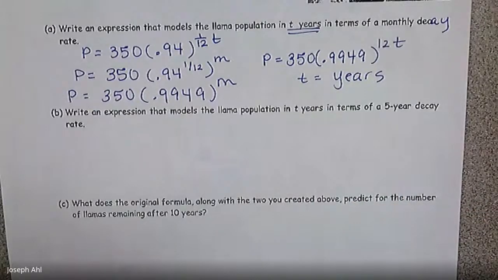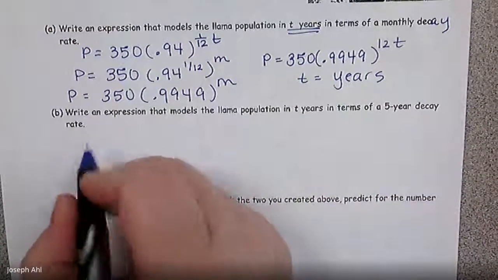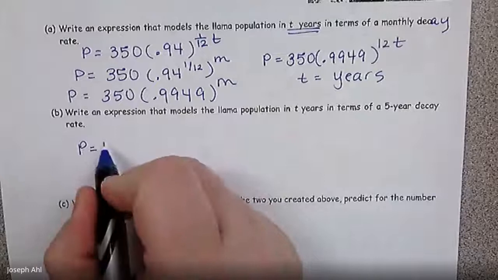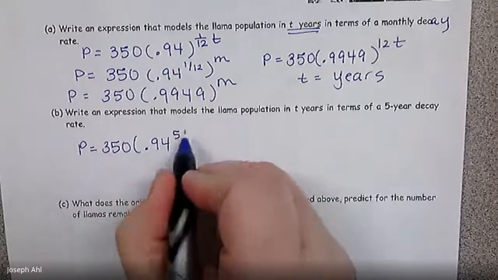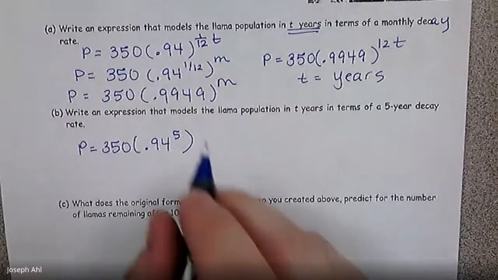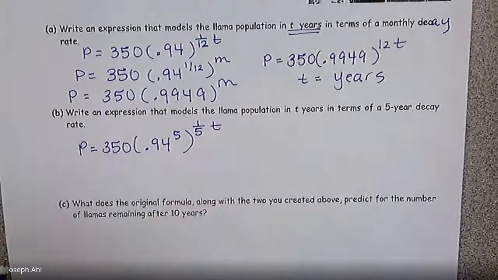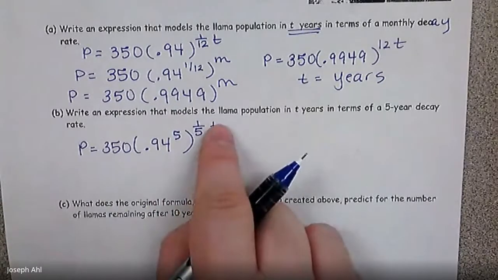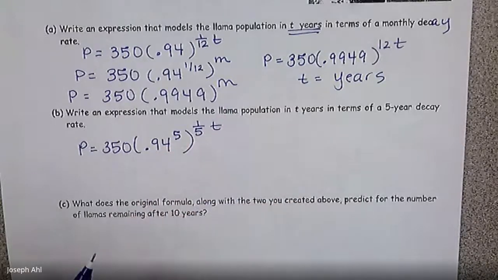Right, an expression that models the population in terms of a 5-year decay rate. So I kind of like this question because it's going to help me think about what if I went in the reverse direction? Currently I have a yearly rate. How do I get to a 5-year rate? Well, the population would be 350. Take that annual rate and raise it to the fifth. But then to keep the balance here, we have to raise the outside to the 1/5 t, where t is time in years. So if I plug in 5 years, I'm going to get that 5-year rate.